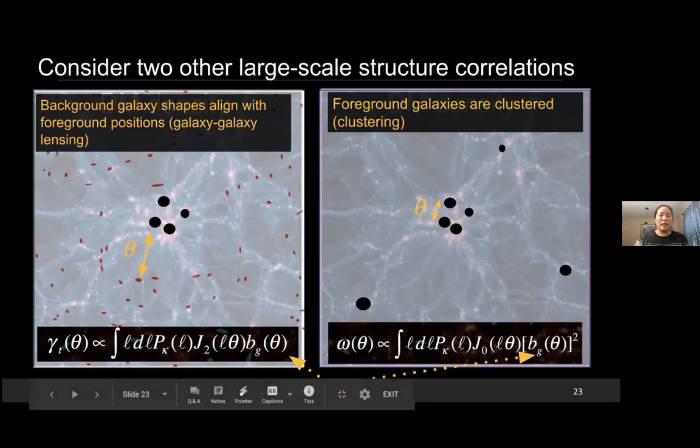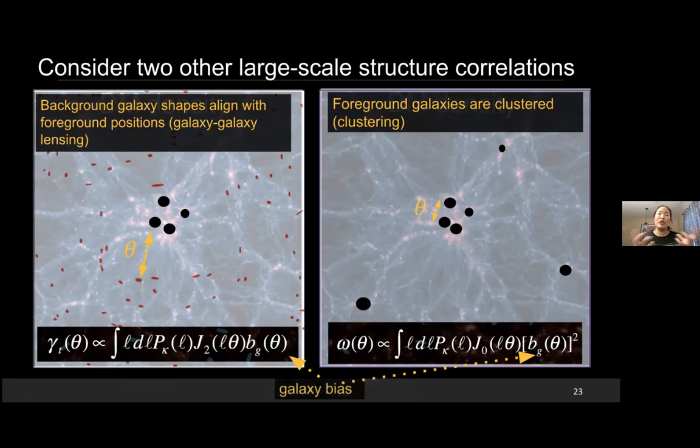So one is the different Bessel functions. So there's a different filtering in the integral. And then the other important thing is that anytime you're correlating with a position and not with the actual total mass structure, you get a quantity called galaxy bias, which tells you how biased that position is relative to the underlying matter.